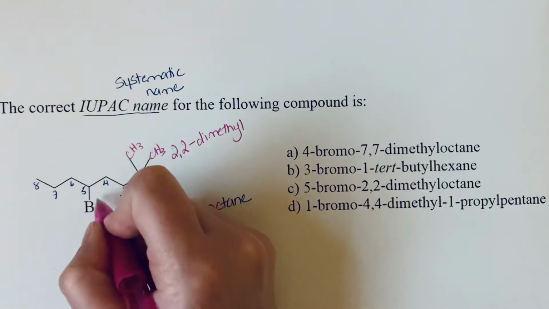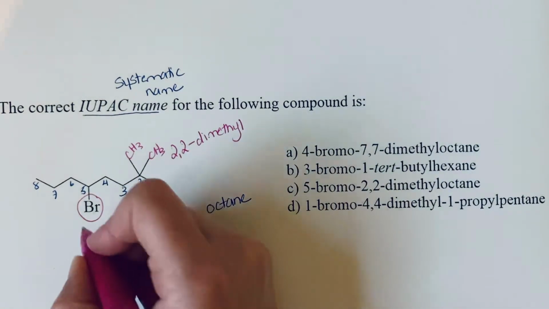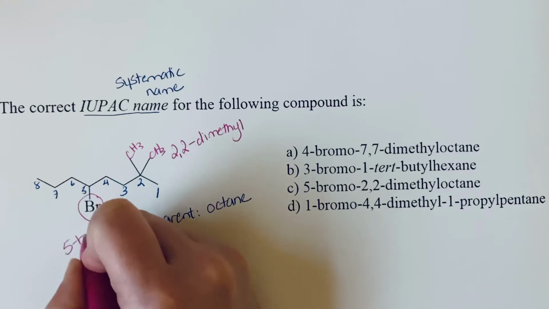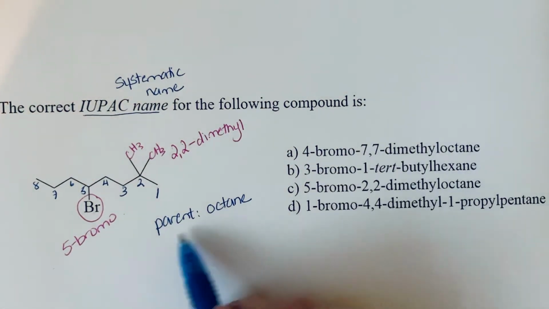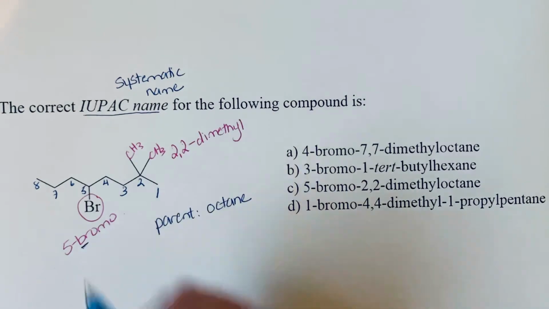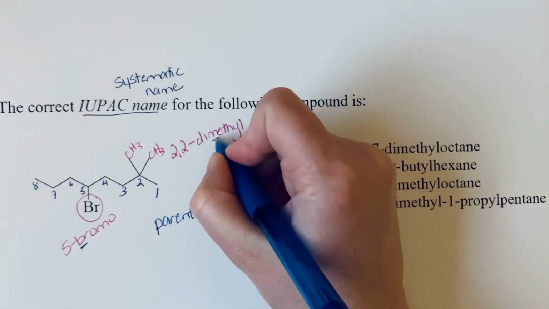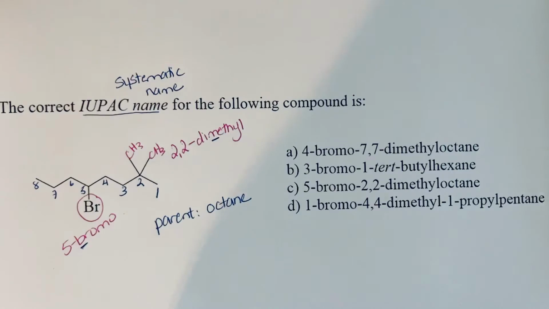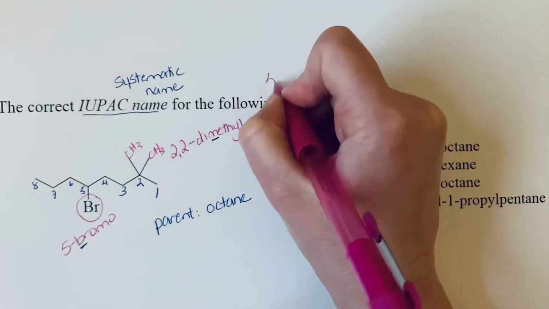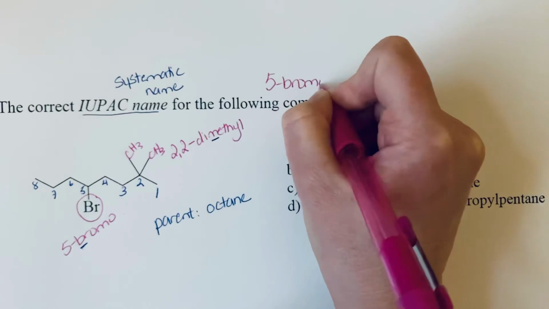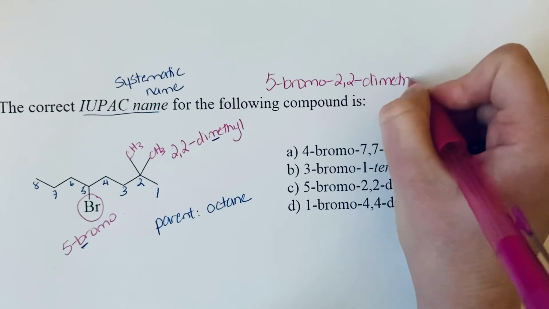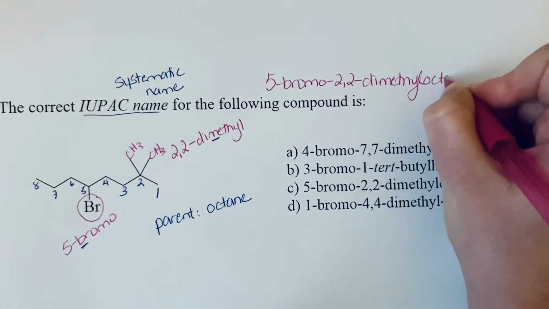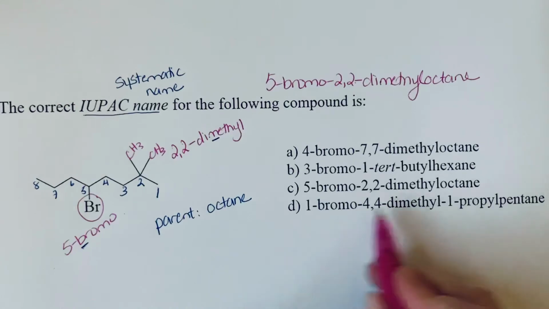And on carbon number 5, we have a bromine. Bromine as a substituent is bromo. So we have 5-bromo. And then when we assemble our name, we're going to put this in alphabetical order of our substituents, and they go out in front of the parent chain. So we are comparing the B in bromo to the M in methyl. We do not include that prefix. So B comes first. So our molecule's name is 5-bromo-2,2-dimethyloctane. So that is our option C.